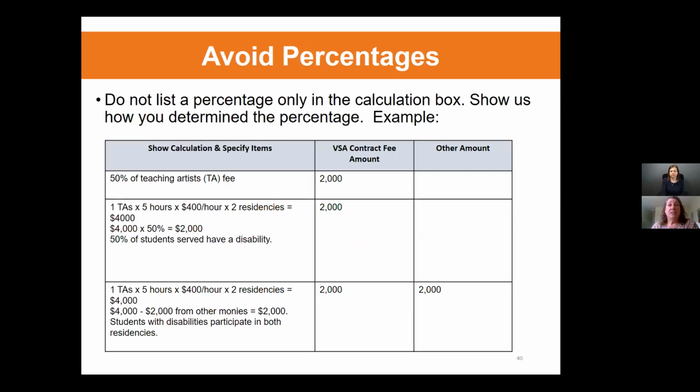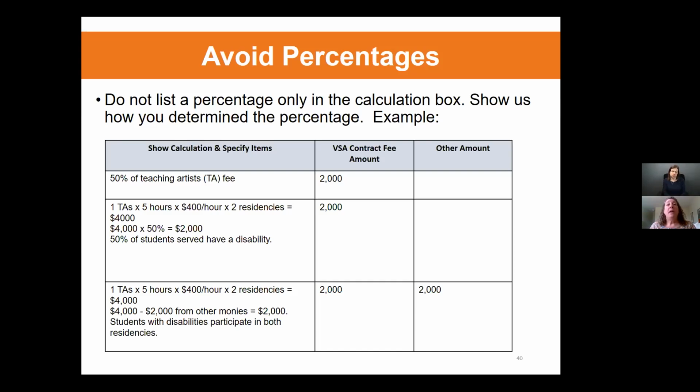Avoid percentages. Do not list a percentage only in the calculation box. Show us how you determine that percentage. In my example budget table, I have 3 ways of expressing the same expense. In the first line, the organization has proposed that 50% of the teaching artist fee costs $2,000.